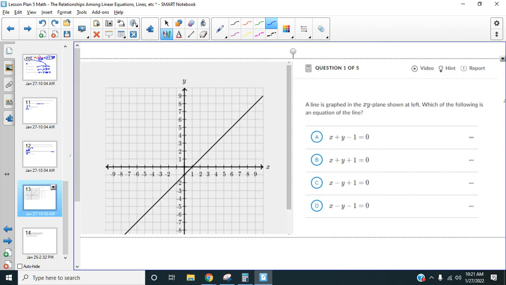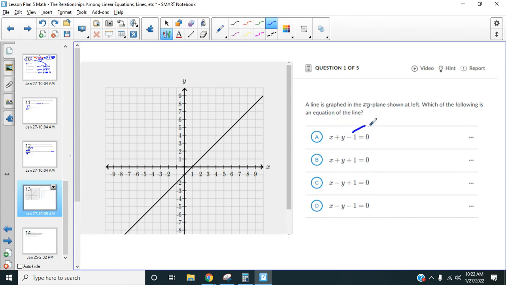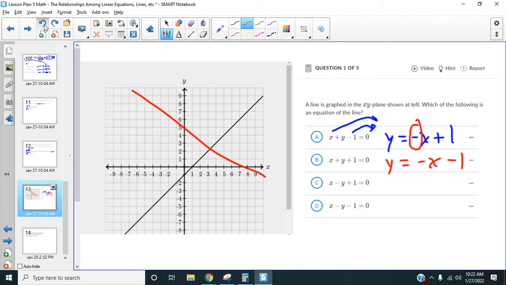A line is graphed in the XY plane shown at left. Which of the following is an equation of that line? They have written it all sorts of kind of funky over here. It might help to change them. So let's move that over there and that over there. That would turn the equation into y equals negative x plus 1. This is a negative slope. Negatively sloped lines go that way, right? They go down. Okay. This one would be y equals negative x minus 1. Same thing. It would be a negatively sloped line.